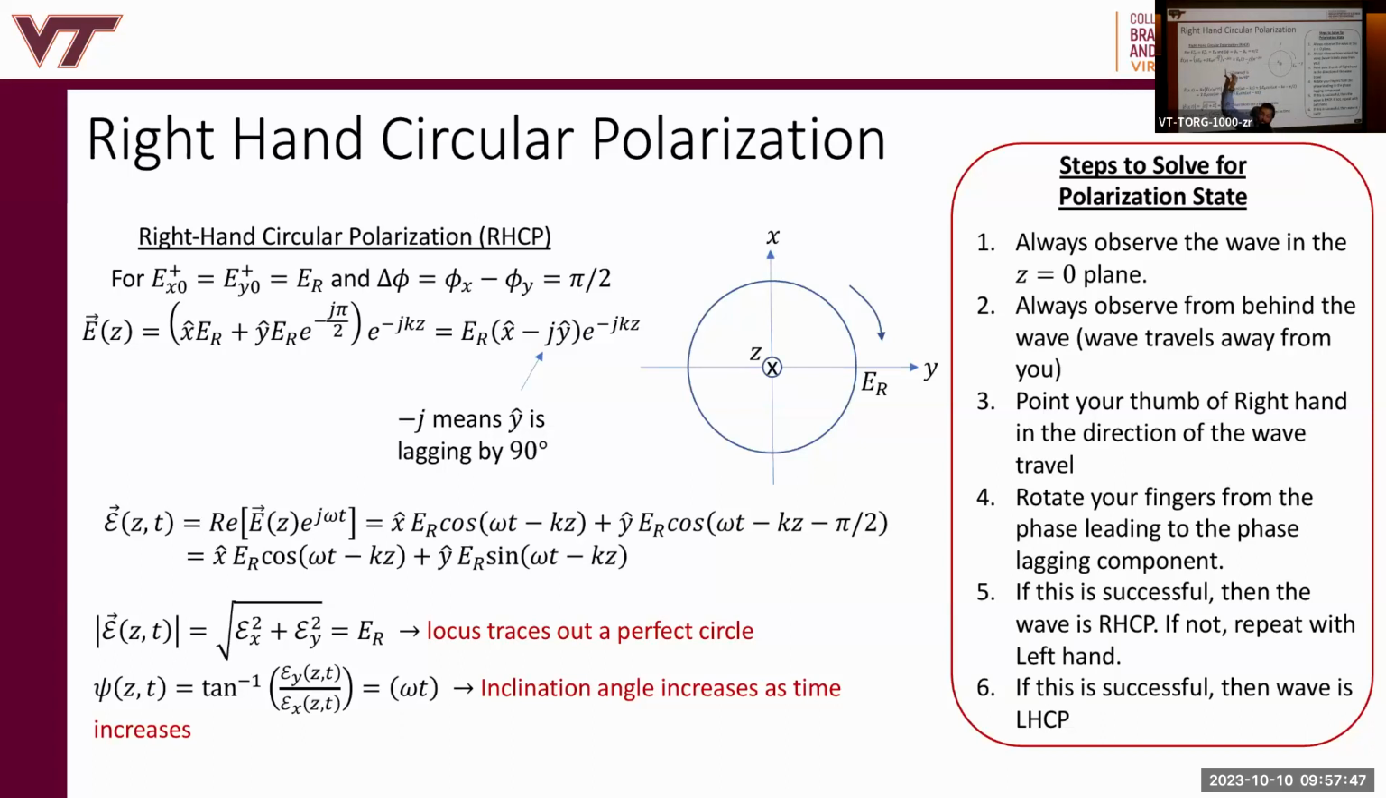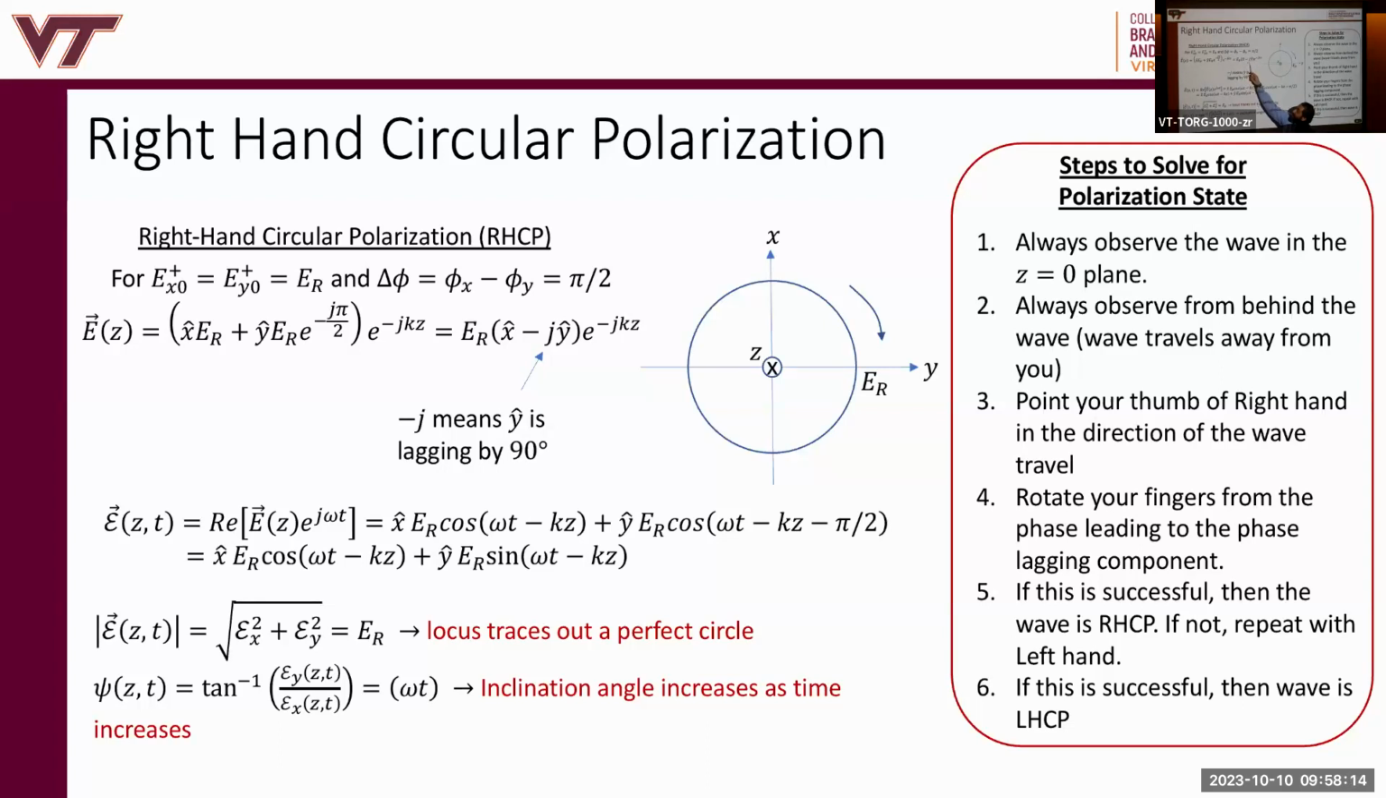Why? Because e to the minus j pi over 2 is minus j. You guys know that, yeah? If you use Euler's identity, cosine of this argument minus j sine of that argument, and then plot that on the real and imaginary axis, you'll see that e to the minus j pi over 2 is minus j. All right? So here is our complex form of the right-handed CP wave.